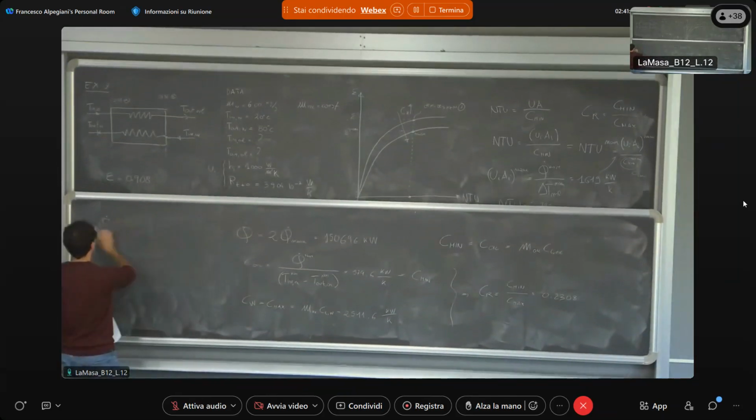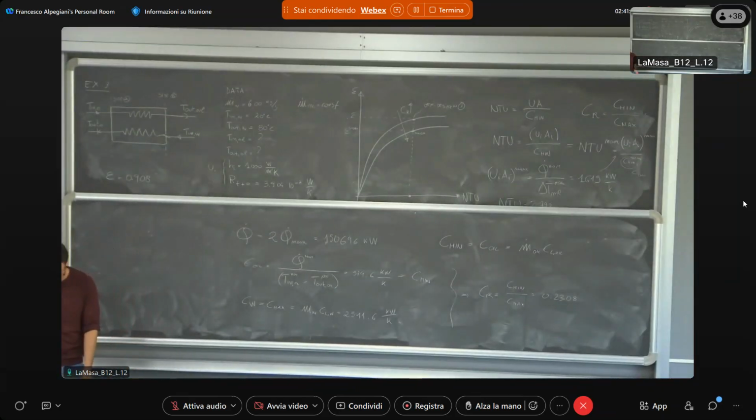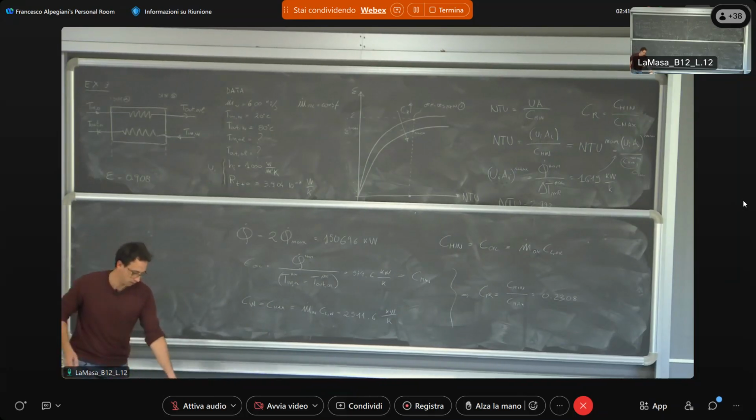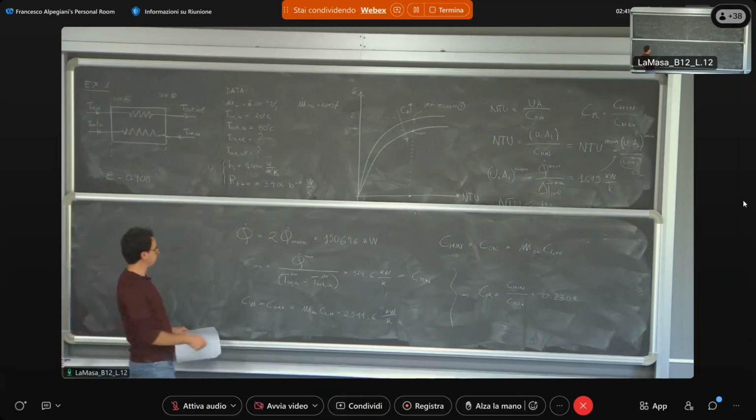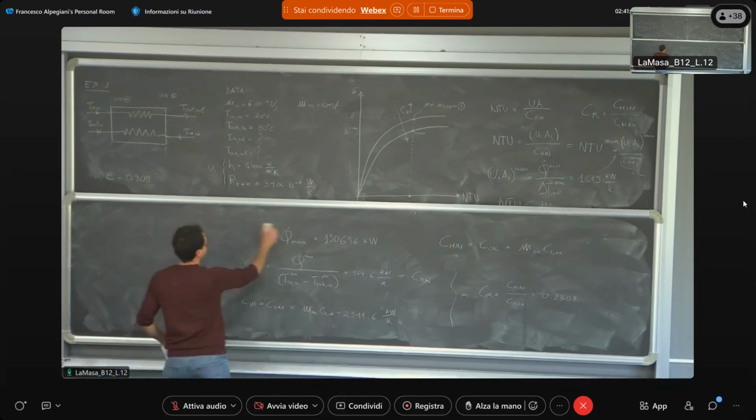So, the other condition is to repeat the previous calculation, taking into account the variation of the overall heat transfer coefficient originated by the variation of the water velocity flowing within the tubes. Sorry. The exercise, the point is not finished because it asks to evaluate the temperature. So we need to evaluate the temperature.